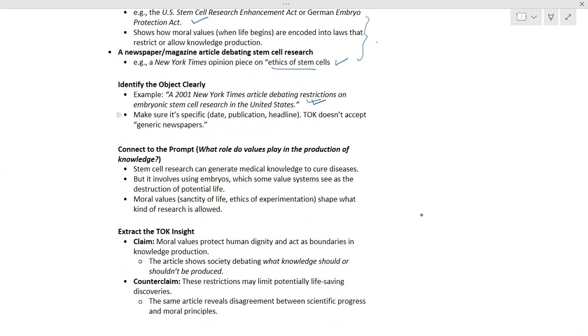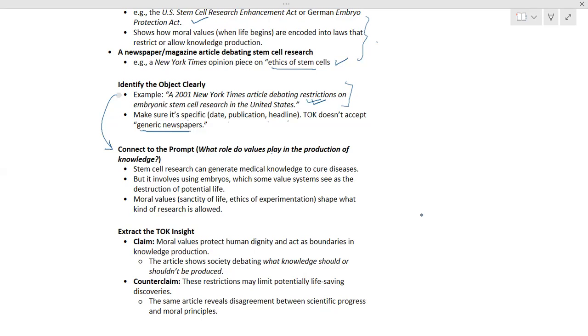Make sure it's a specific date, publication, headline, because we do not give generic examples. We lose marks. So to make our commentary stronger and to secure more marks, we will look for specific examples, and this is your example of a specific example. Now, taking this example, how do we connect it to the prompt? What role do values play in the production of knowledge? This is our prompt in simple terms.